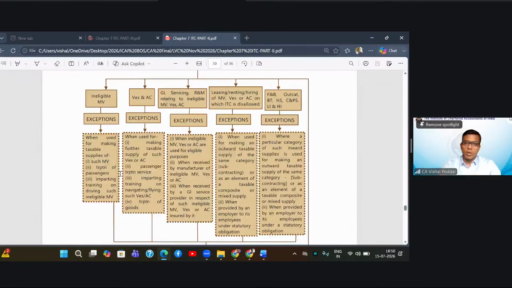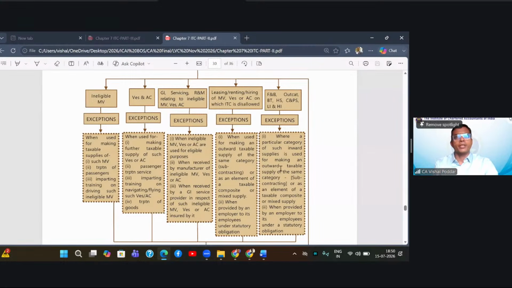So this is a common flow you will find in the majority of these blockages first. So what is the first standard exception to all of these blockages? That if these items become the source of your business, these items become the source of your outward supply, the credit of them will be allowed. Point number one. Point number two.